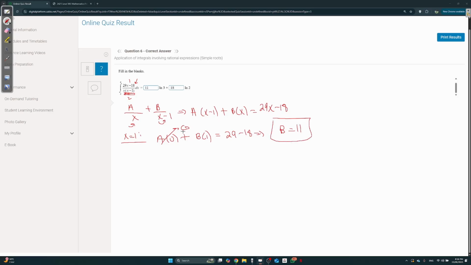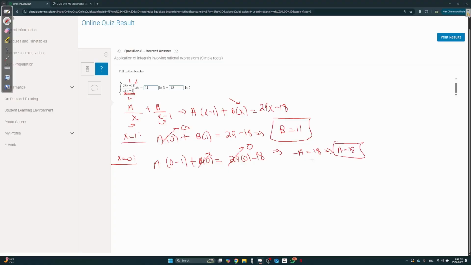Checking your next 0 would be x equals 0. A times 0 minus 1 plus b times 0 equals 29 times 0 minus 18. So this gets cancelled, this gets cancelled. So you get negative a is equal to negative 18. So a is equal to 18.